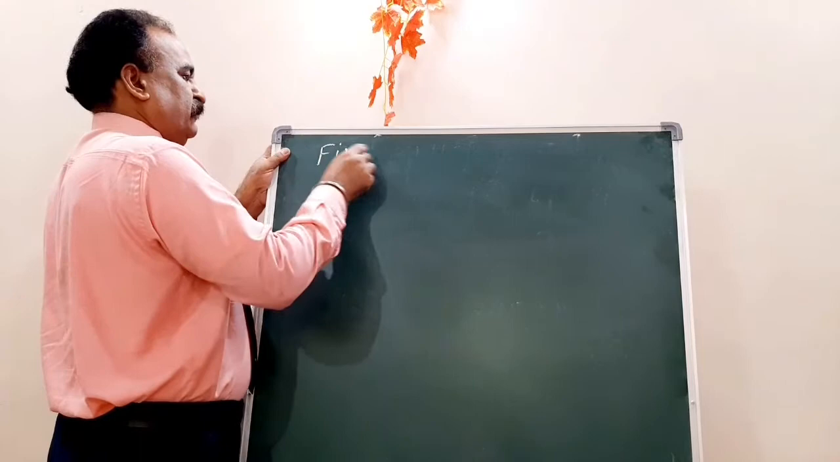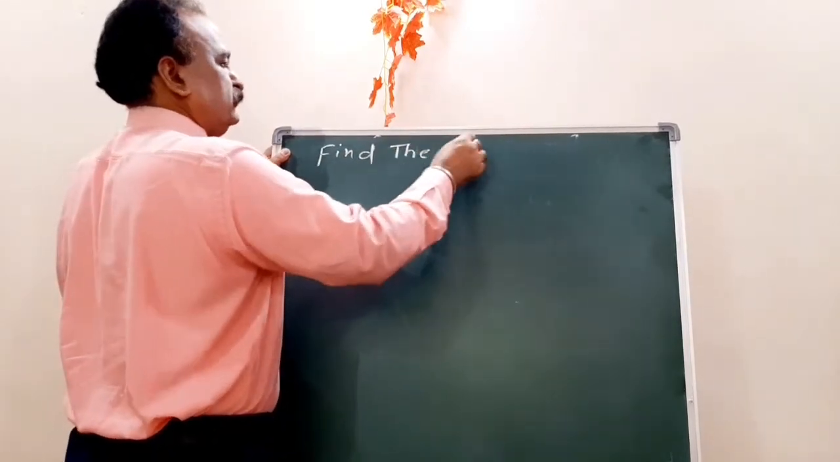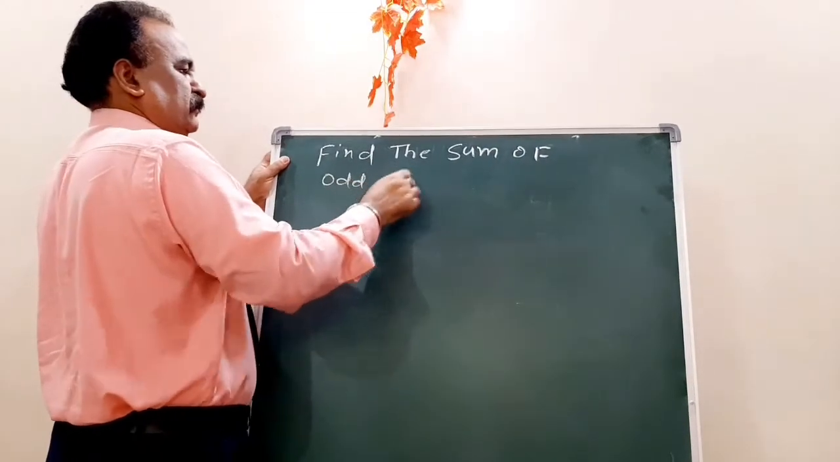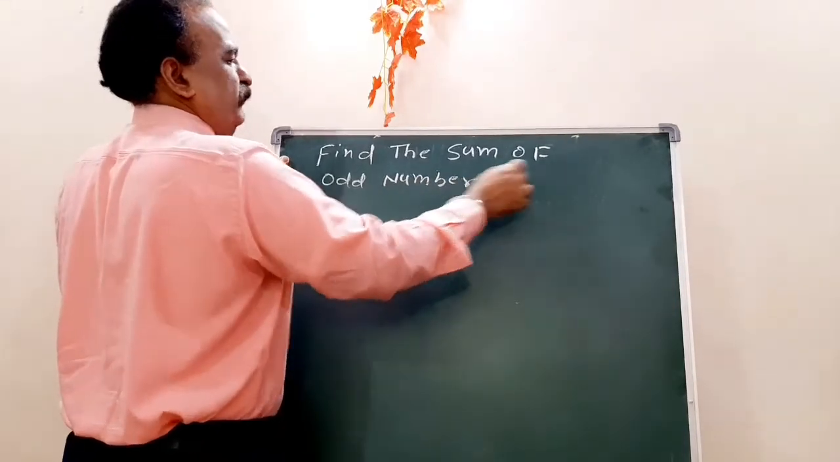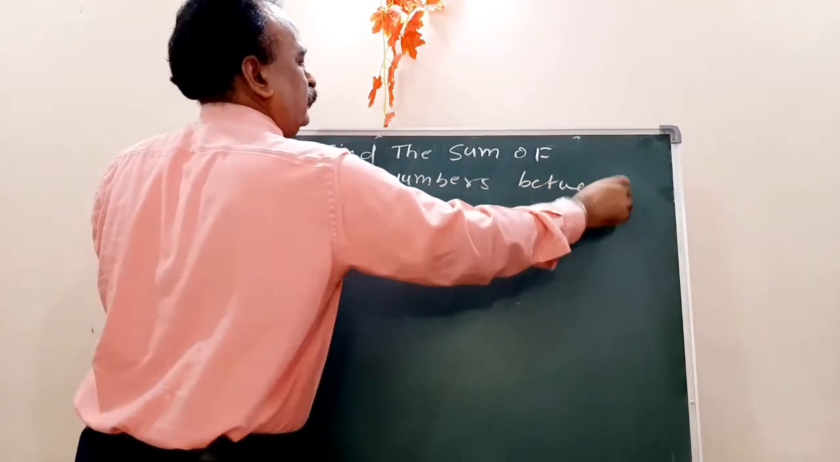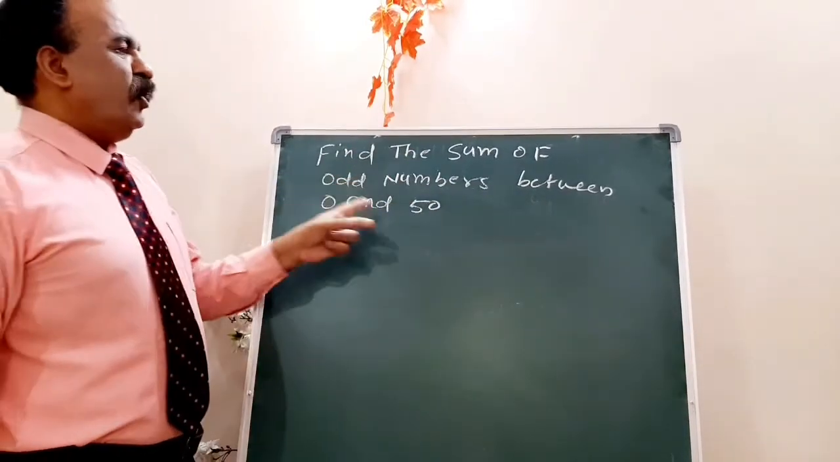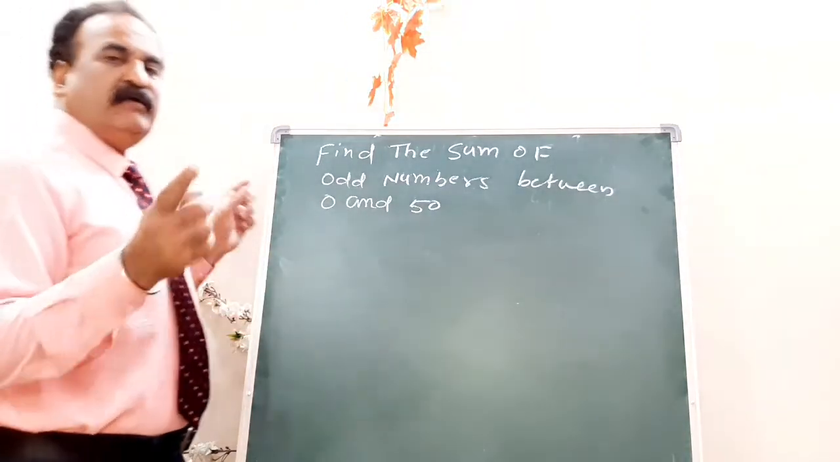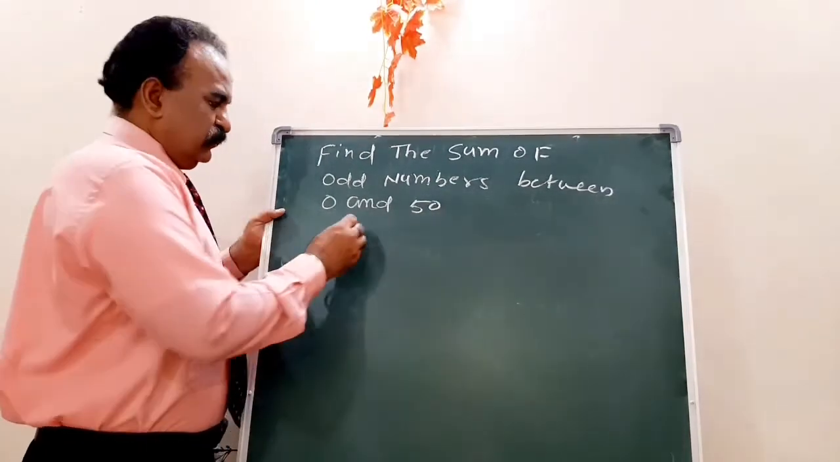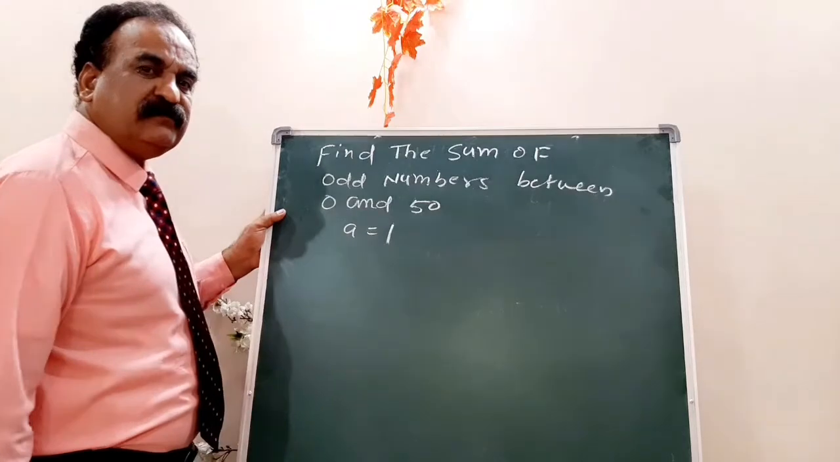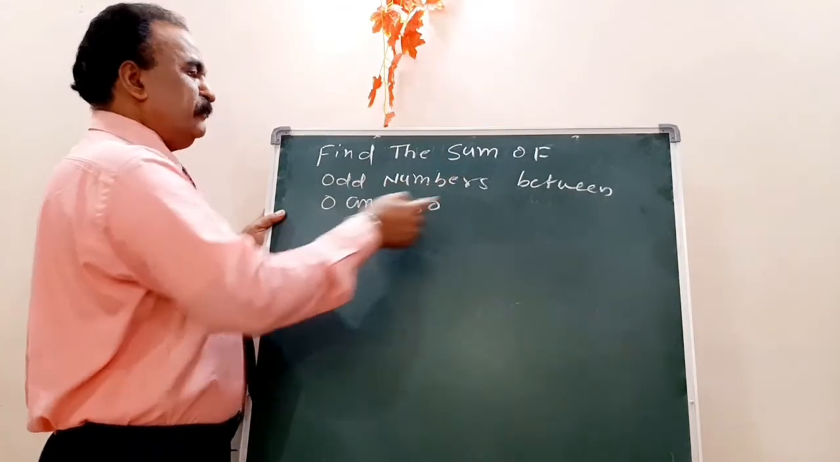Find the sum of odd numbers between 0 and 50. Now tell me, what is the smallest odd number? It is 1. So a is equal to 1. Okay. Now what will be the last? Find the sum of odd numbers between 0 and 50.